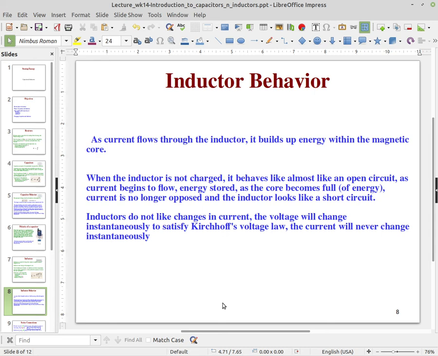All right, so the inductive behavior, basically current, as we pass current through the inductor. Now current does flow through an inductor. Remember, current does not flow through a capacitor. It does not flow through the dielectric of the capacitor, because that's an insulator. But current does flow through the inductor because it's just a piece of wire.